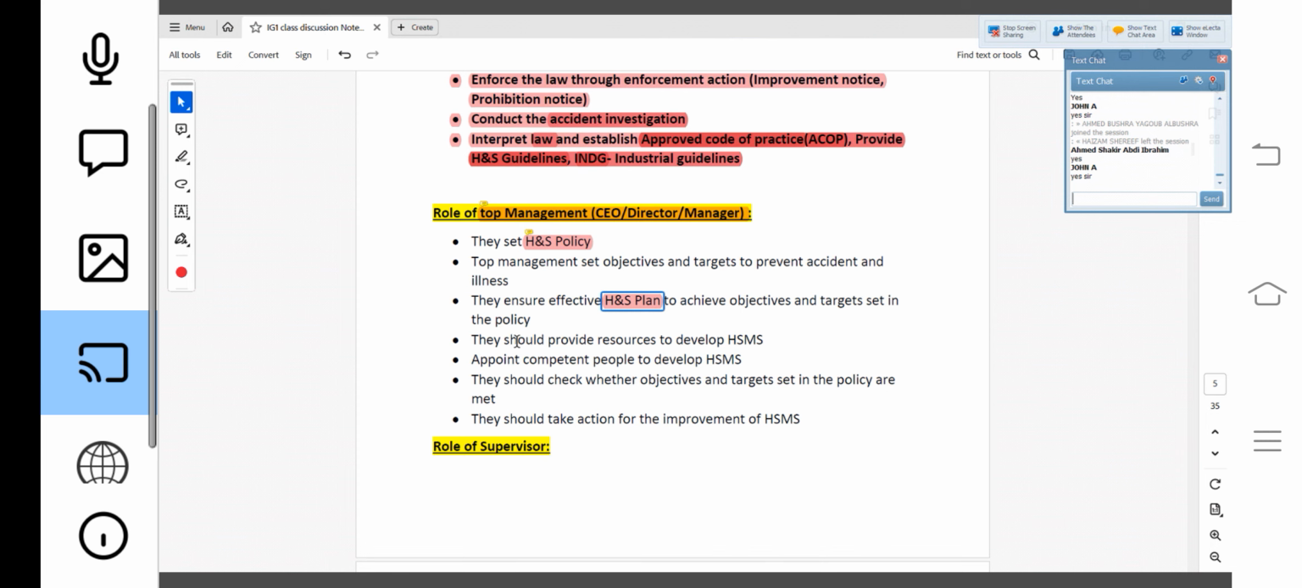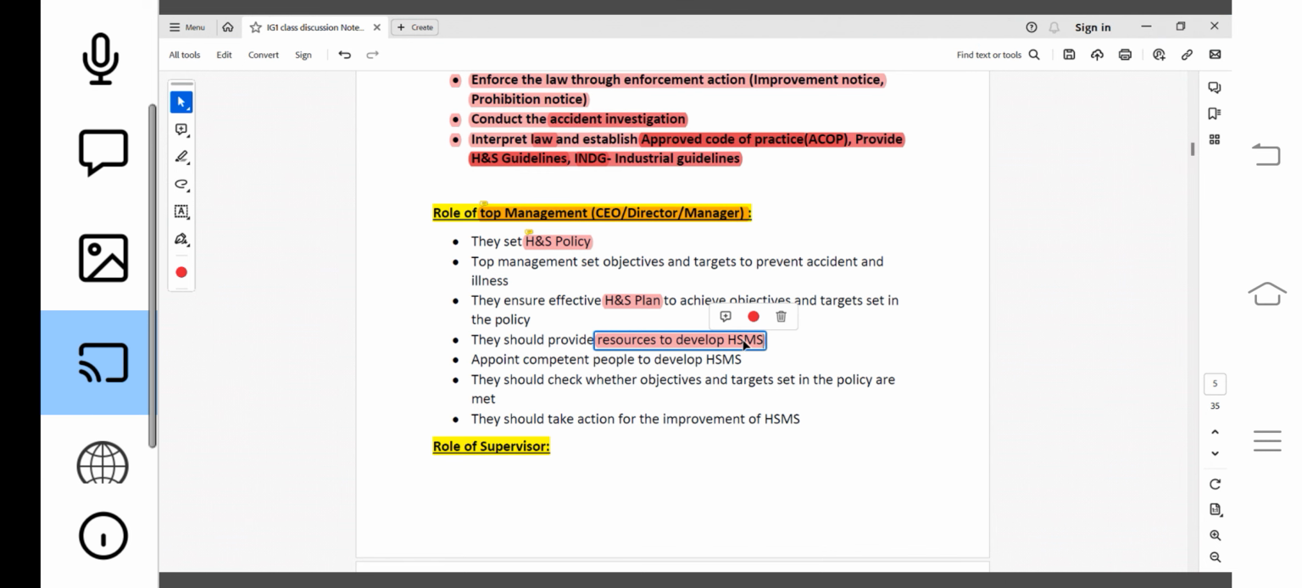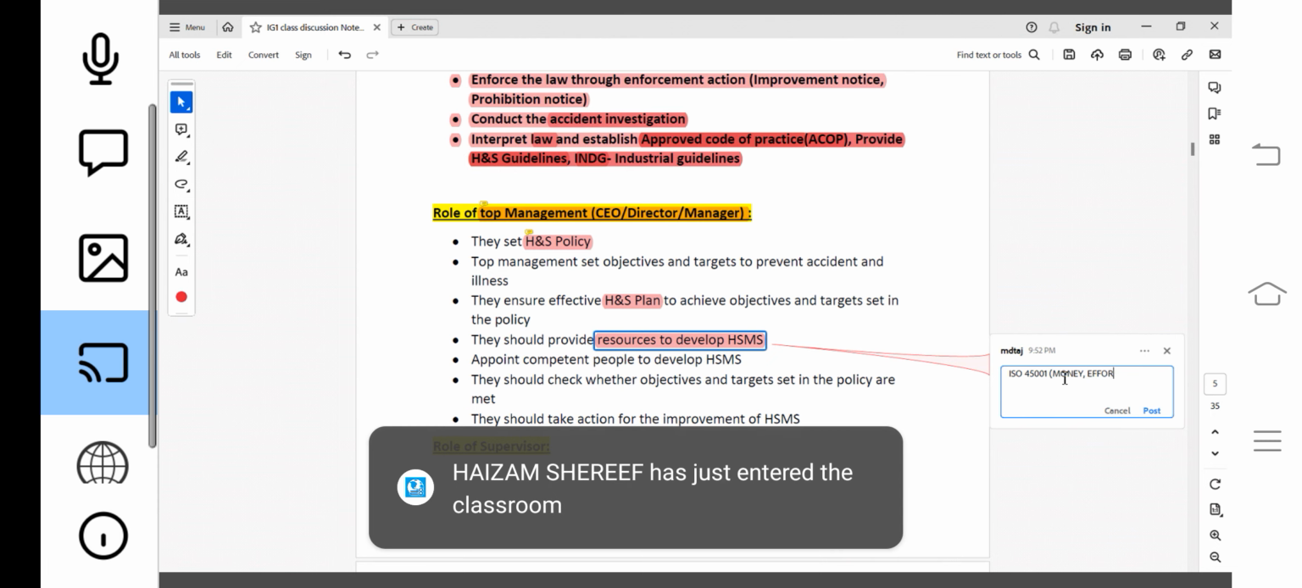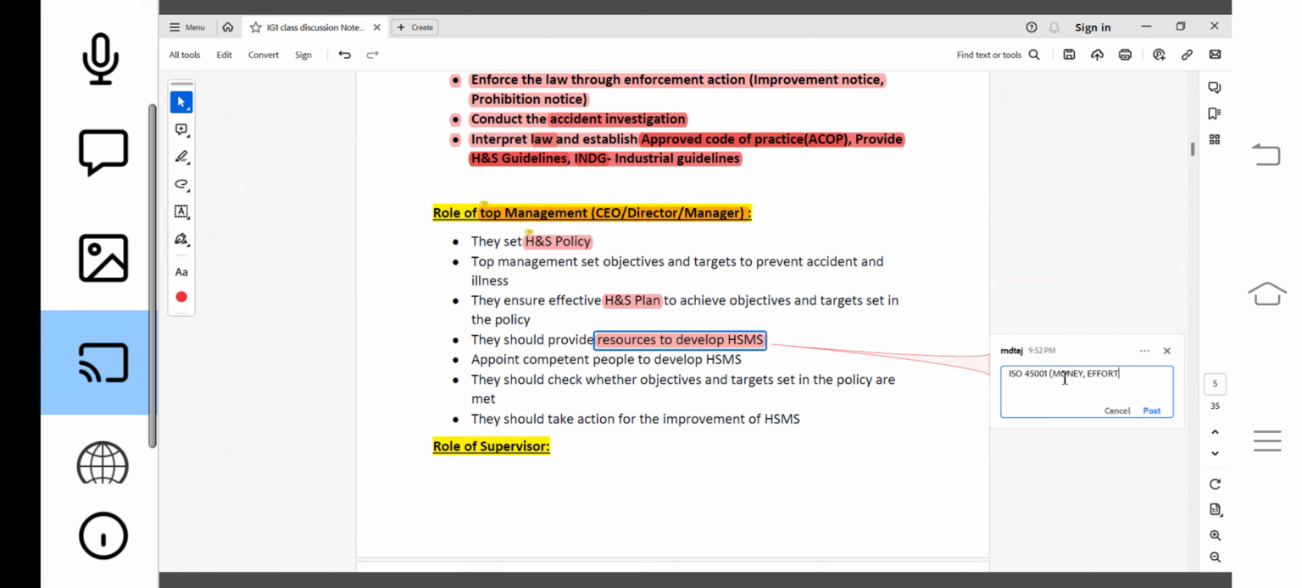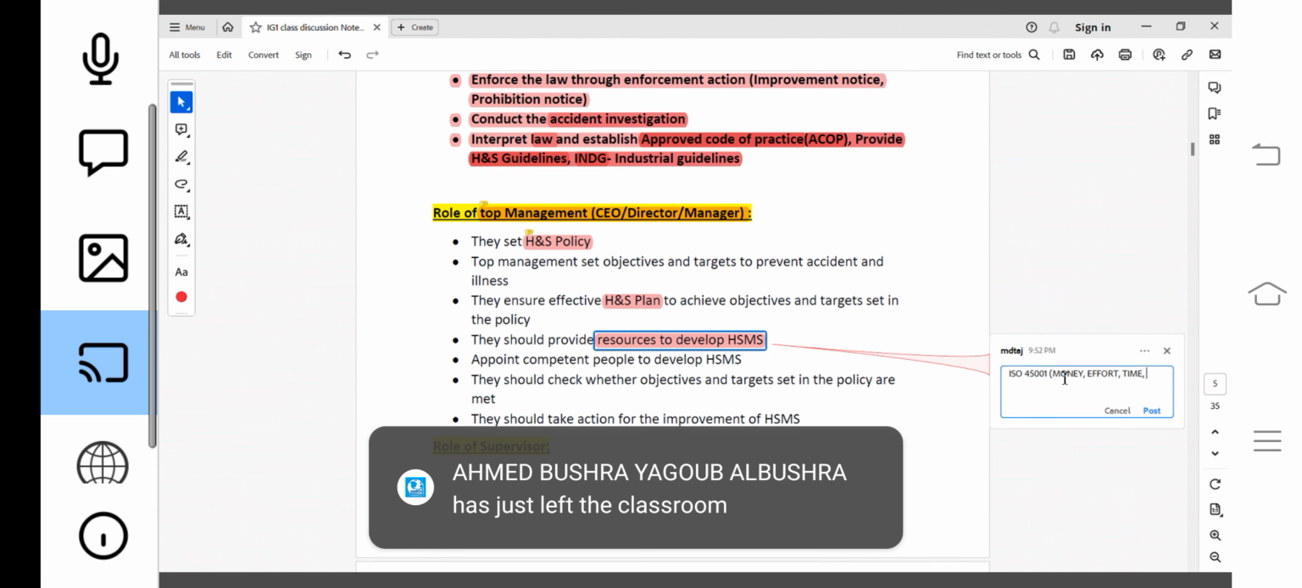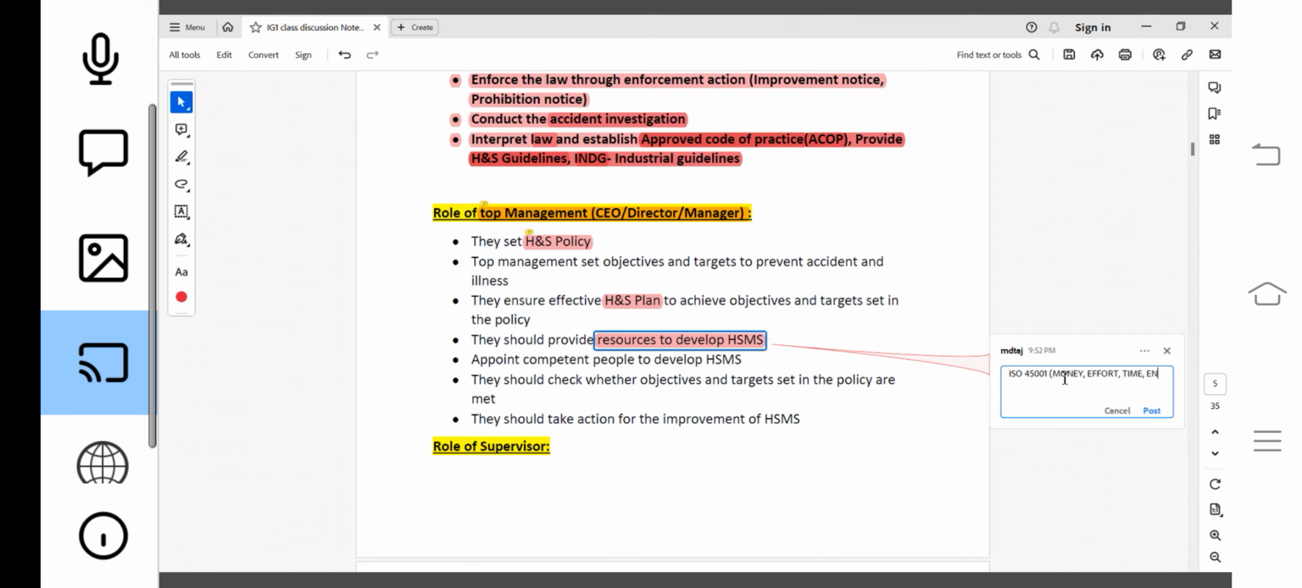target. Then after that, they should provide resources to develop the health and safety management system, such as ISO 45001, for example. Now, do you think that the ISO 45001 health and safety management system can be implemented or adopted without any resource? It may require what? Money, right? It will require money to get the certification for this management system. It will require top management efforts to continuously improve, maintain, implement or develop it. So efforts will be required, time will be required, and even their engagement.